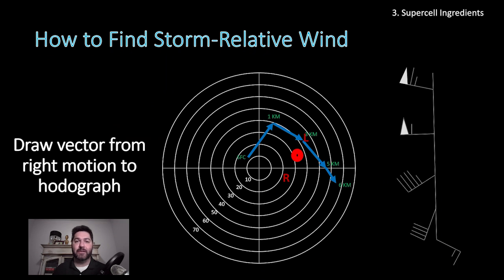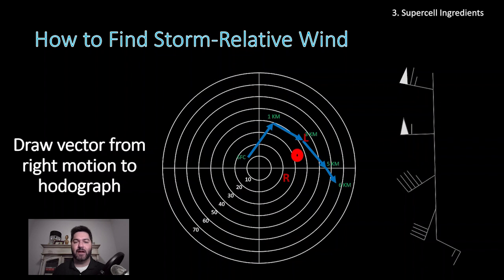And if you haven't actually looked at the hodograph before, I'd really encourage you to look at the basic meteorology video that I've already posted. This really goes into depth about how you construct a hodograph, and it's really important to understanding this piece and the pieces subsequent to it. So the storm relative wind can be found by drawing the vector from the right mover's motion to the hodograph.